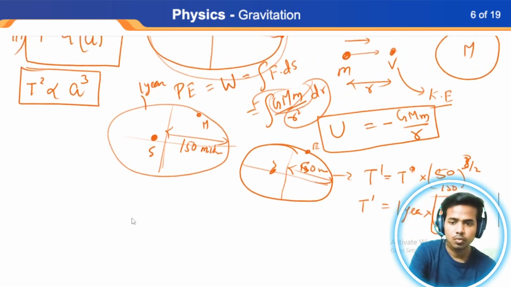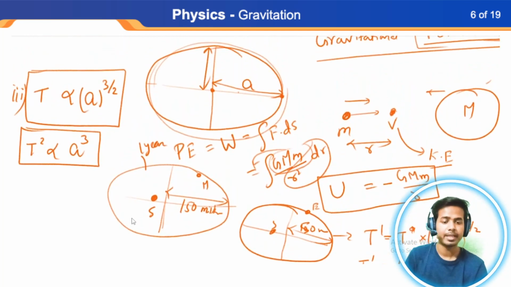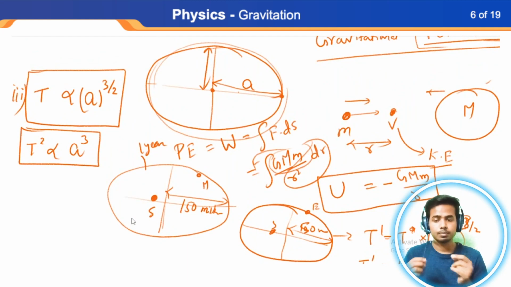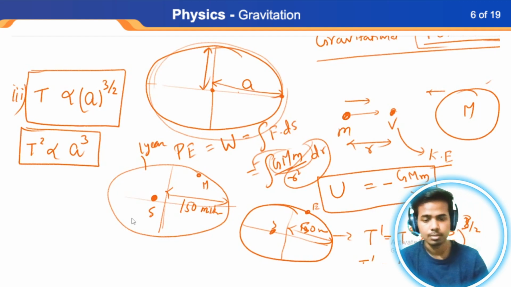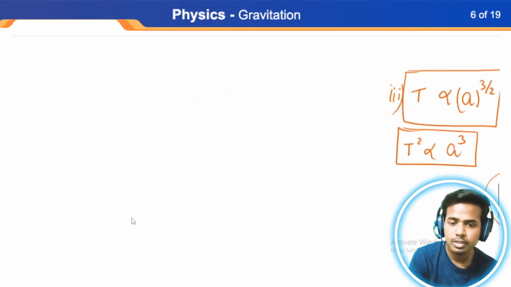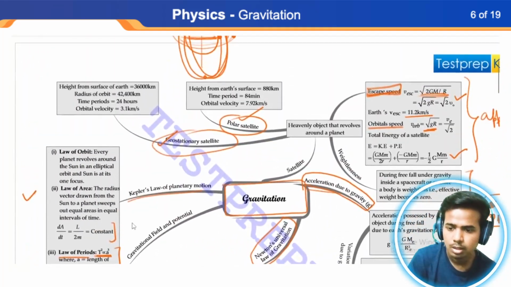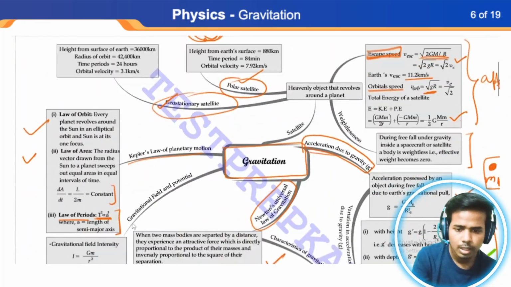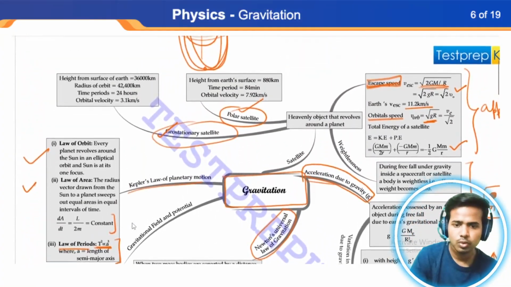So what it means is the time period of the planet will be directly proportional to the length of semi major axis raised to the power 3 by 2. All right, I think we have covered this part of the mind map as well, this one, and I don't think any part of it is left, so I think that was it.